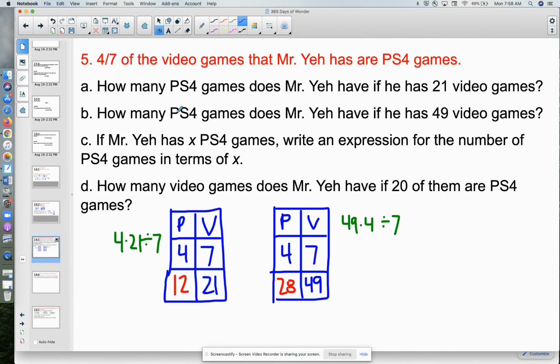All right. If Mystery has X PS4 games, write an expression for the number of PS4 games in terms of X. We know that it's going to be 4/7. Do you think we're going to subtract X, or add X, or divide by X? I think we're just going to multiply by X. So we can write it like this, or we can say 4/7 times X. Like that.